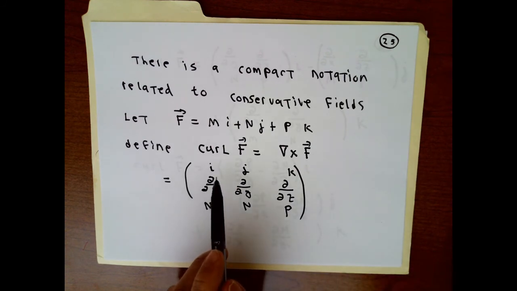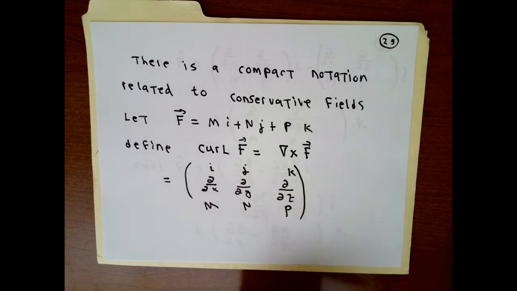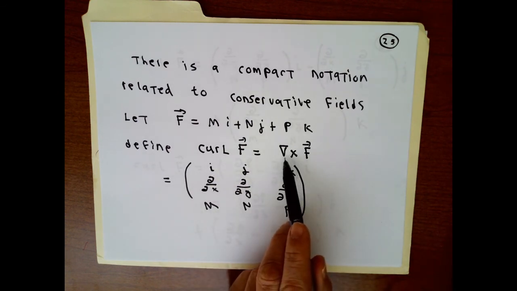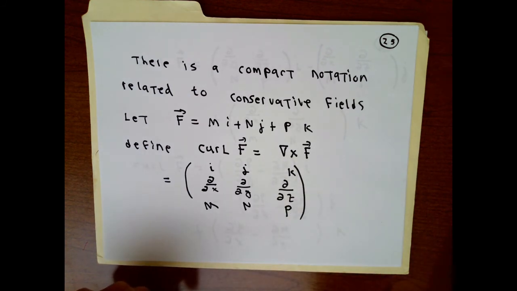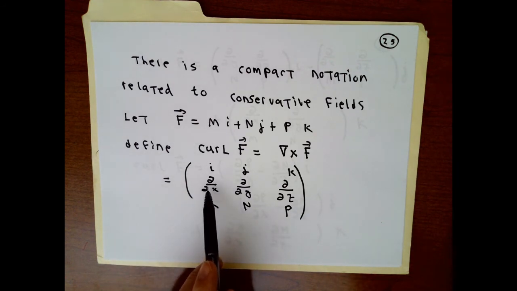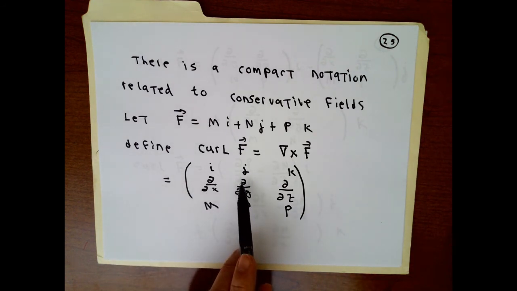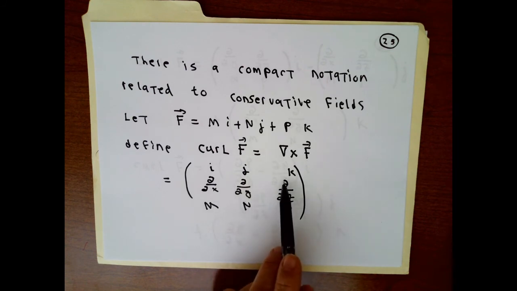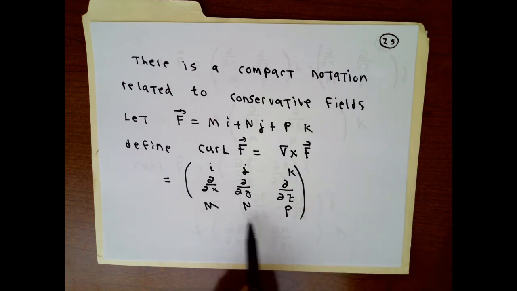How do you do cross products? I, j, and k across the top, and then the components of the first vector next. I'm thinking of derivatives here. Partial with respect to the first variable, partial with respect to the second, partial with respect to the third, and then the components of f, which are m, n, and p. Curl f is going to be a vector. This looks very bizarre.